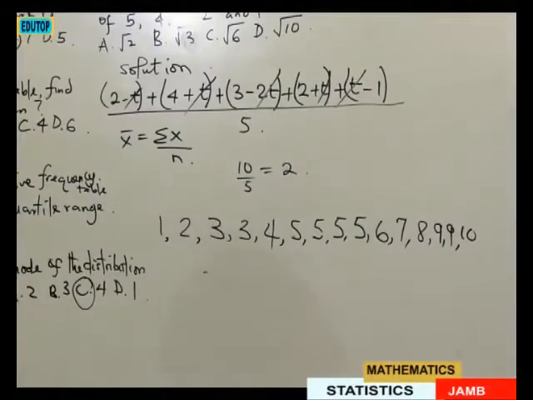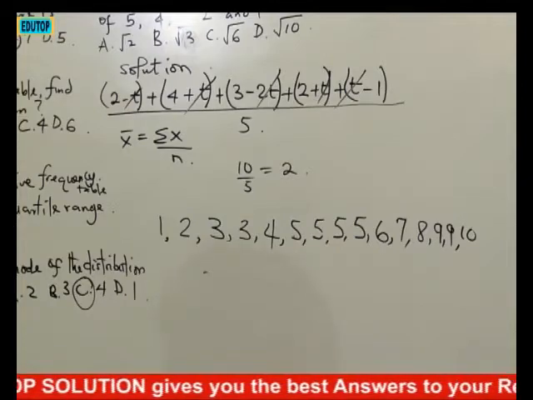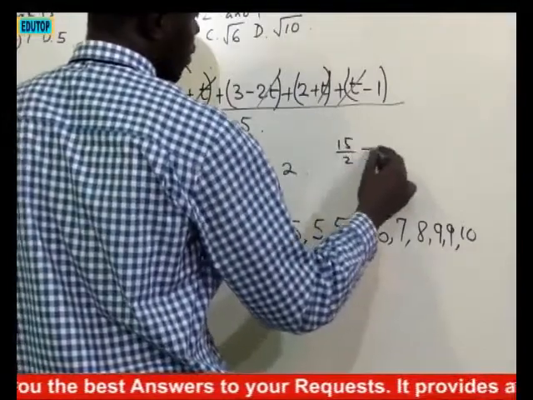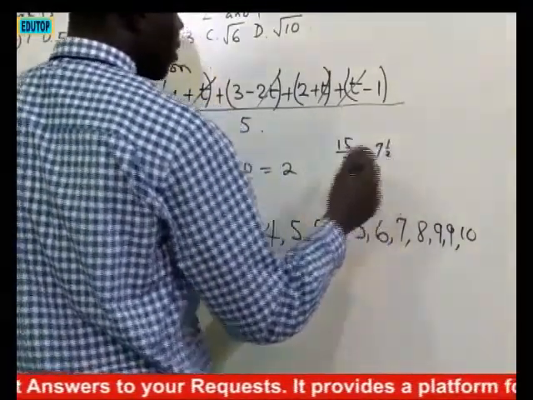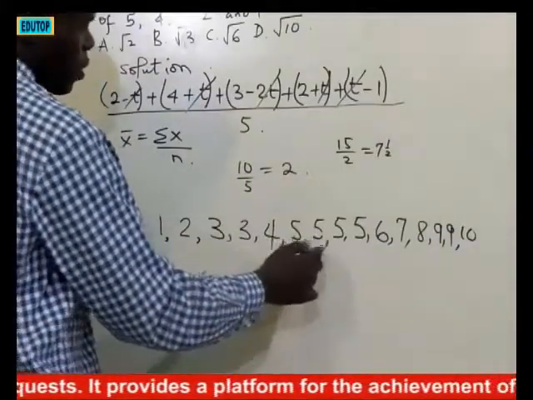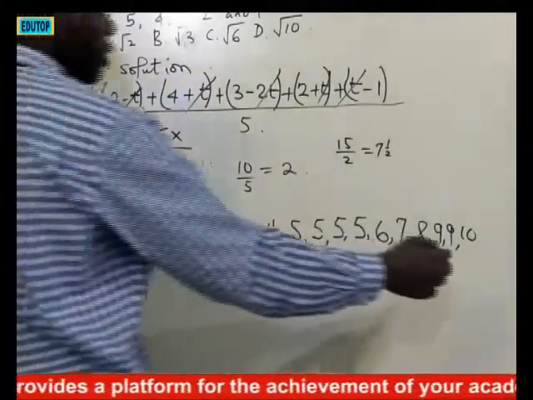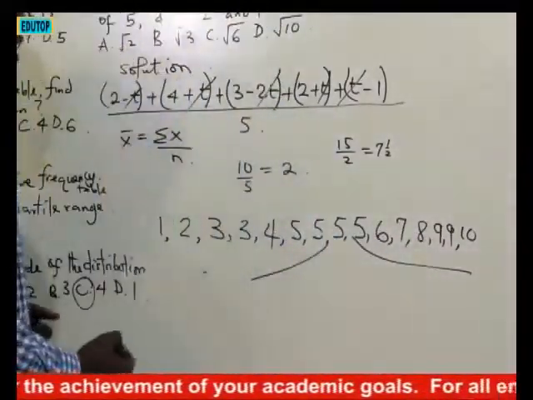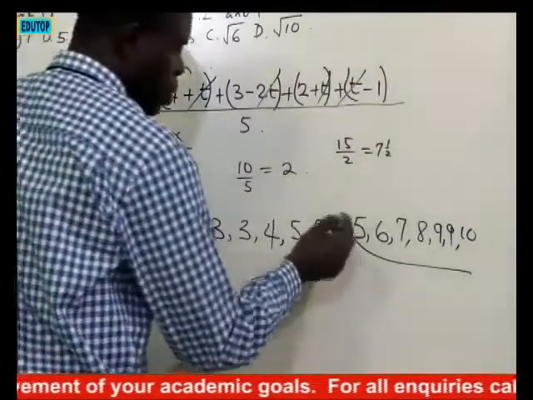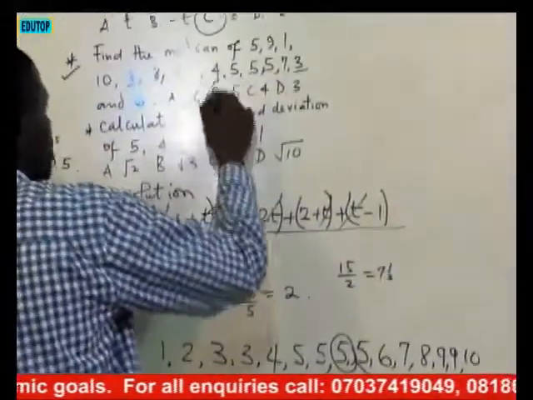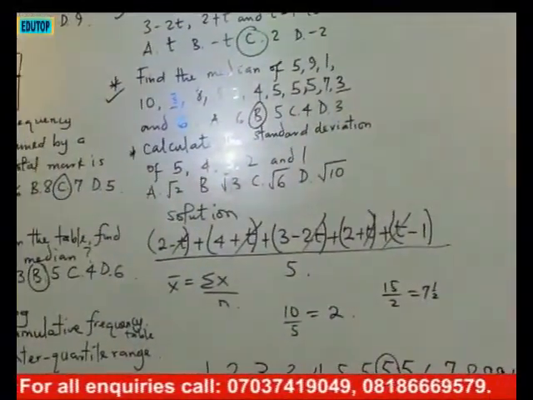Then the question asks us to determine the median. I know that the median is the middle number. Since we have 15, by the time we divide 15 by 2, we are going to have 7.5. So let's count 7 from this side: 1, 2, 3, 4, 5, 6, 7. And 7 from the other side: 1, 2, 3, 4, 5, 6, 7. So automatically, what is the middle number? The middle number is 5. So we go to our options and pick option B. So our median is 5.